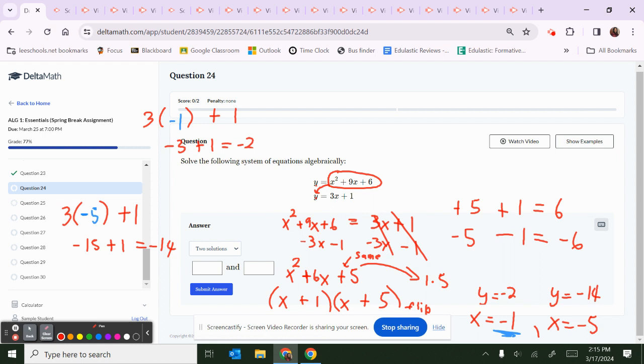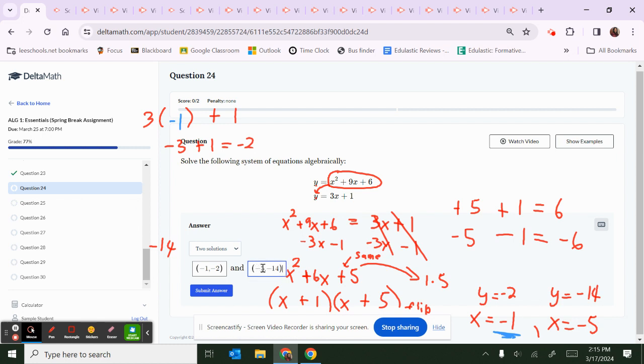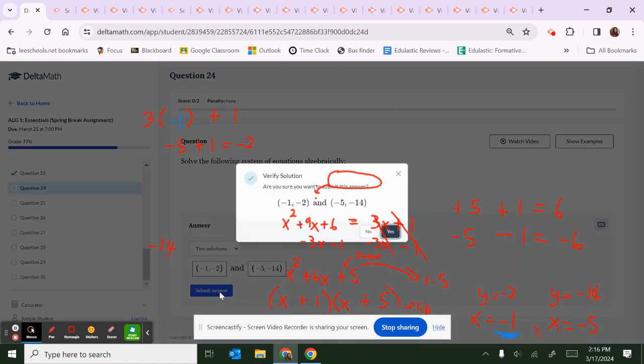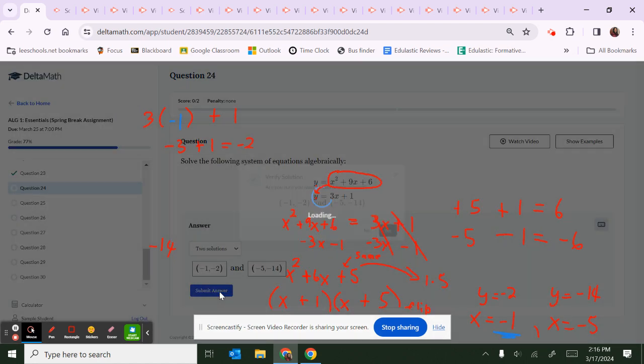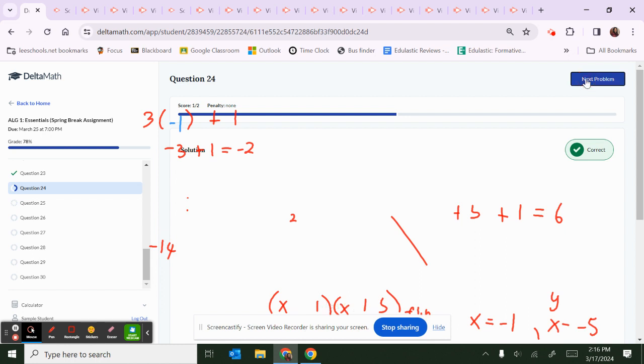And now I'm just going to type my answer in. It's always x and then y, and it's always two solutions. So I'll have parentheses, negative 1, and what went with it? Negative 2. And then parentheses, negative 5, and what went with it? Negative 14. Because it's always x and then y. Make sure you have the parentheses and make sure it's two solutions. All right, just like that.